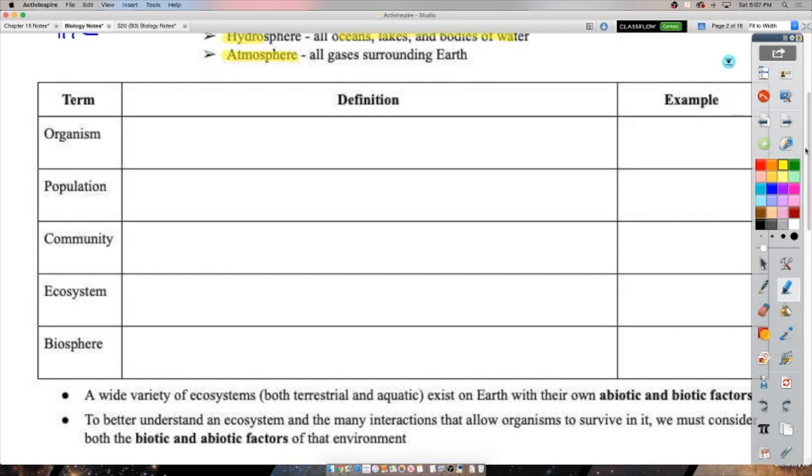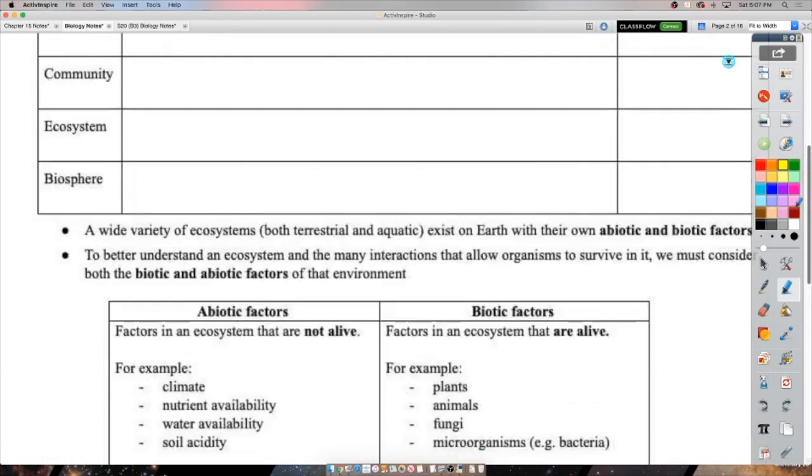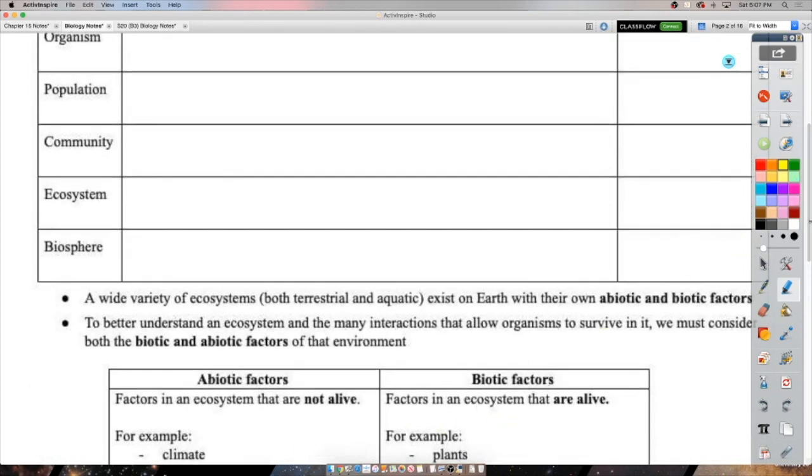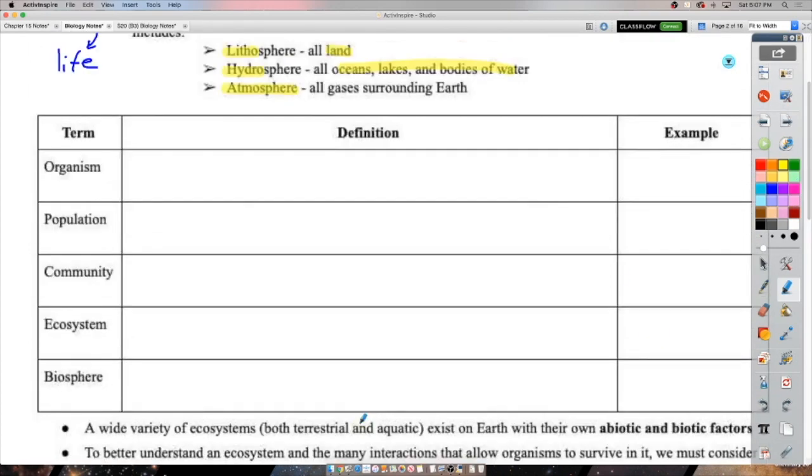So I'm going to switch to the PowerPoint now. As I'm going through it, see if you can jot down some of the definitions on this page in your notes of these types of things. These are how we organize the biosphere. We're also going to talk a little bit about abiotic and biotic factors. When I post the completed notes, I'll fill these out, but just see if you can get the information as we go through the PowerPoint.